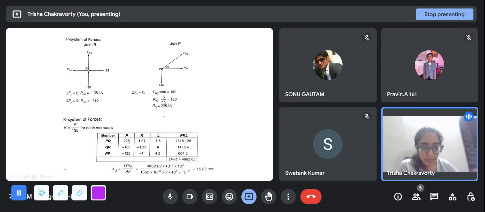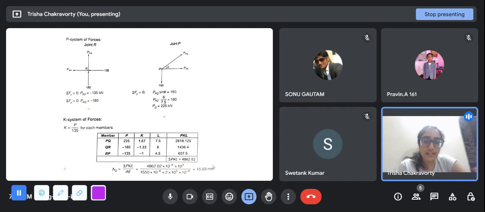Like you multiply PKL for each member and note down, and then you add all of these and you get this. And finally you have to divide by A into E. These values will be given in the question. So you will end up with a displacement, and displacements mostly will be in millimeters. Of course, you won't expect a truss to deflect in meters. So if you are getting meters, then something has gone wrong. Just keep that in mind.